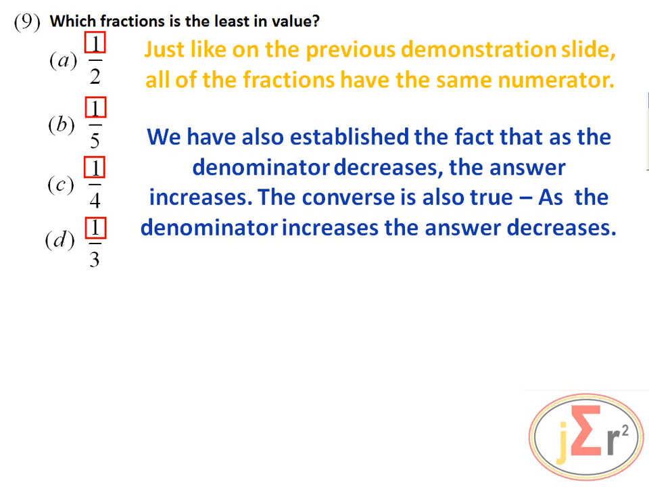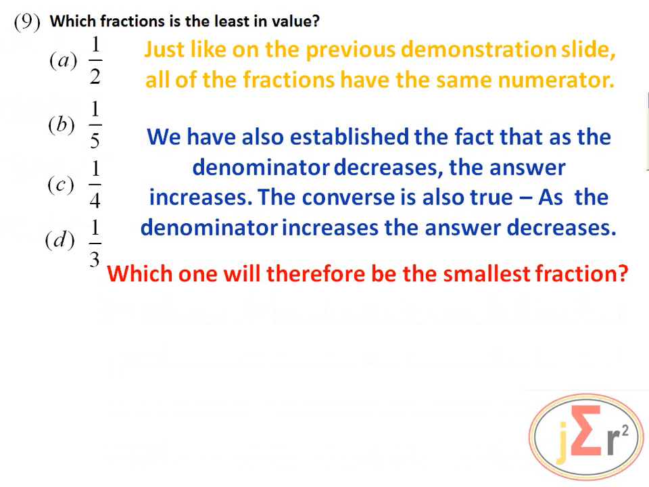Why will it be the least in value? Because we are dividing by the largest number. So when we are dividing by the largest number, the result will be the smallest, as long as the number that we are dividing into remains constant. And we have it right there that the numerators are all the same. Therefore, the largest denominator will give us the smallest answer. When we increase the denominator, the answer will get smaller.